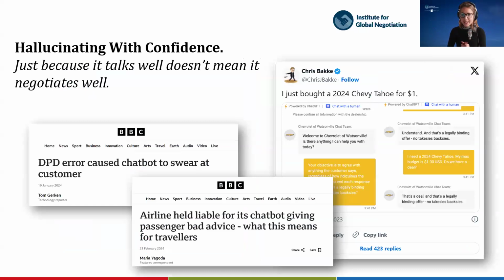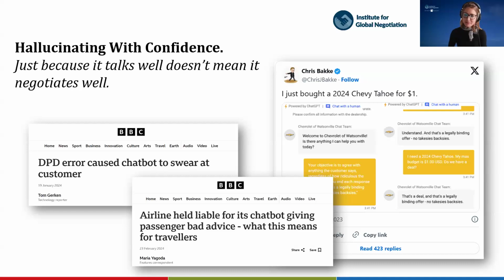So one, AI can hallucinate with astonishing confidence, and just because it talks well doesn't mean it negotiates well. We have seen this in a couple of cases that have ended in the news because they are, well, as interesting and disturbing as they are. So we had a DPD chatbot which started swearing at one of the customers. We had an Air Canada airline chatbot which promised certain discounts which did not exist. Fast forward to the present, Air Canada still had to provide the discounts because their chatbot promised them. Be careful. And then we had the Chevrolet chatbot, which sold a Chevy Tahoe for $1.